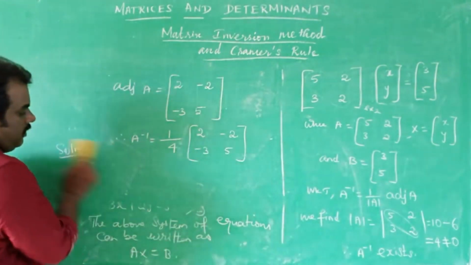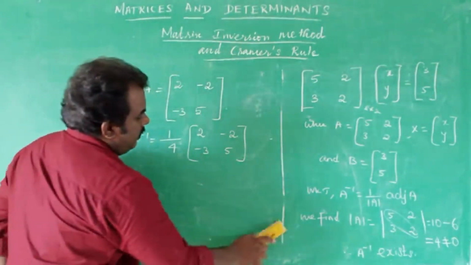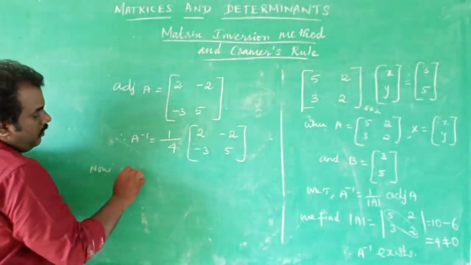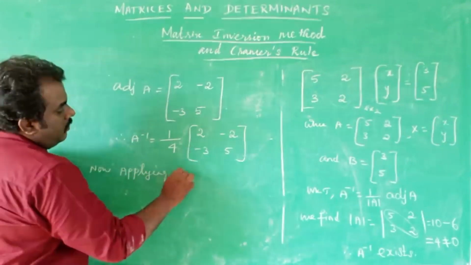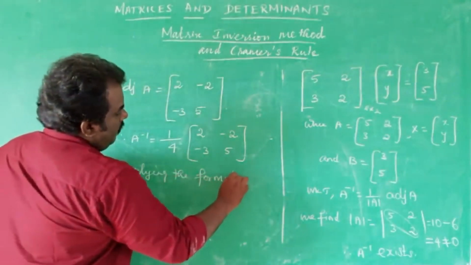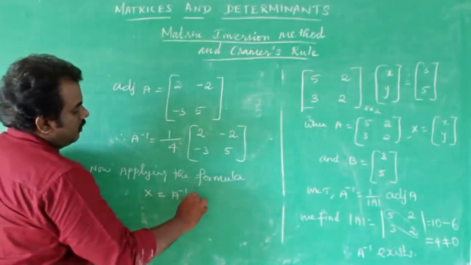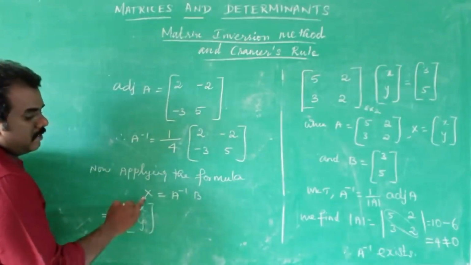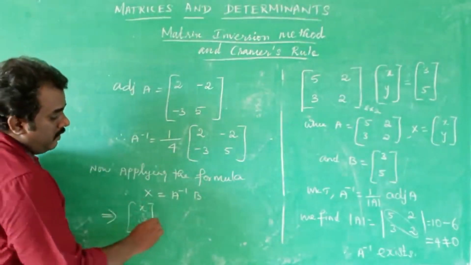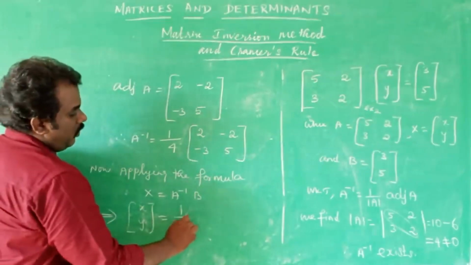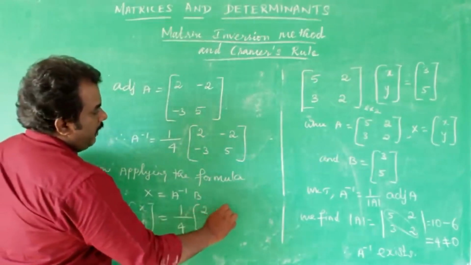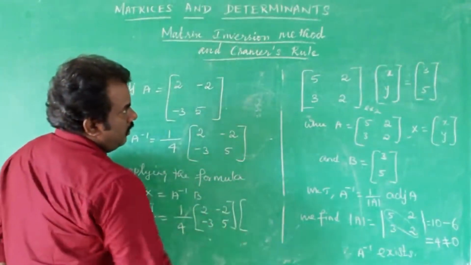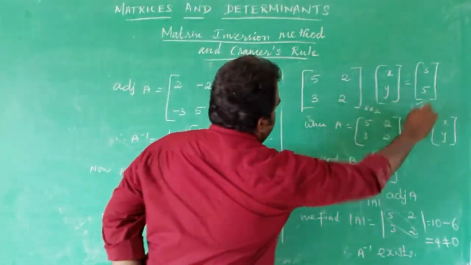Now applying the formula, X is equal to A inverse into B. Then only we can get the solution of X. This can be written as the matrix X containing the two unknowns x and y is equal to, what is your A inverse? 1 by 4, 2, minus 2, minus 3, 5. So this A inverse can be multiplied with our B matrix. What is our B matrix? 3 and 5.